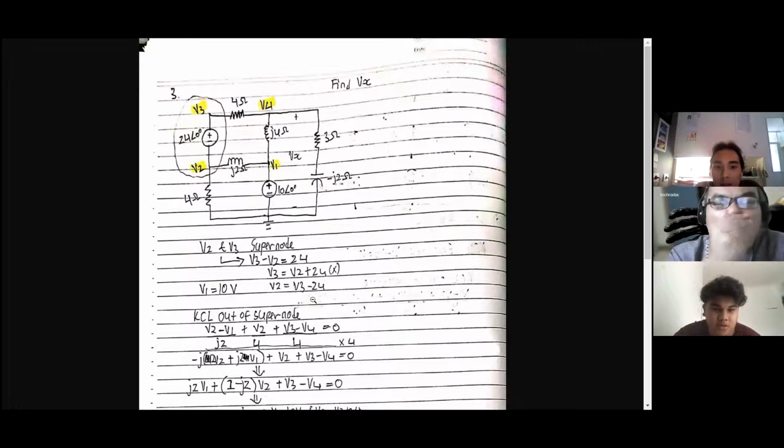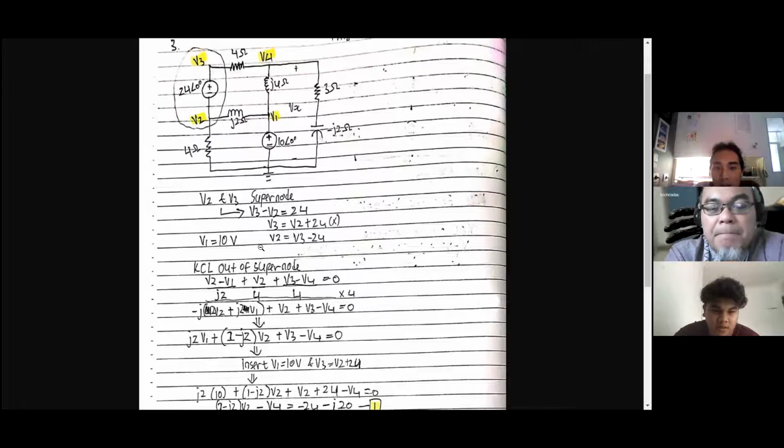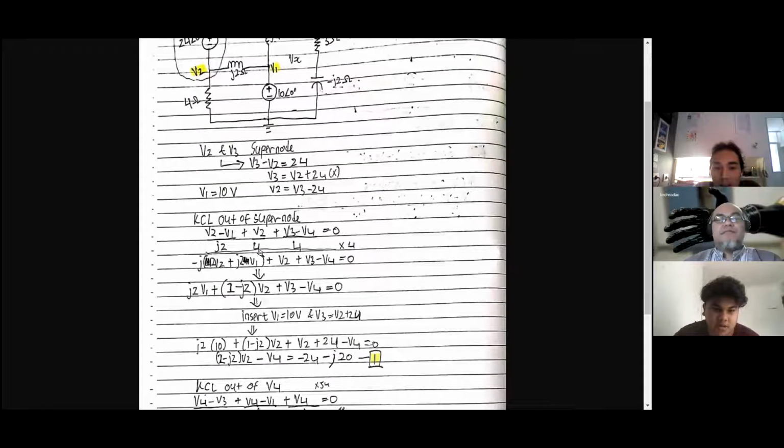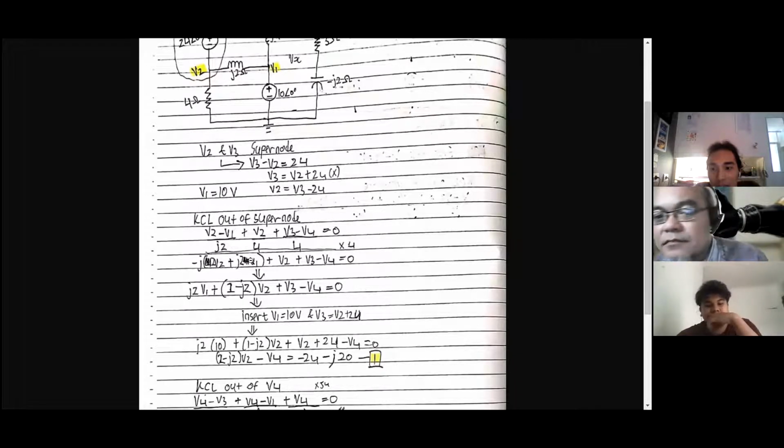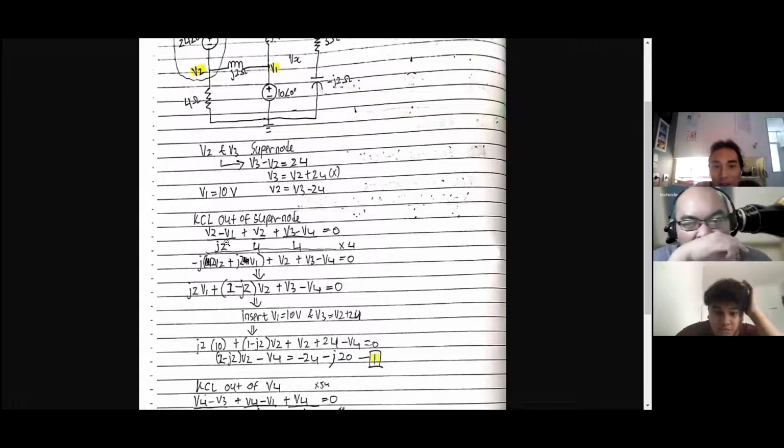From the supernode, this is the constraint of V3 and V2. Then we substitute the result. We substitute V3 and V2 into the KCL equation. Okay, and then we simplify. And then we actually just put the V3 and V1 in here.